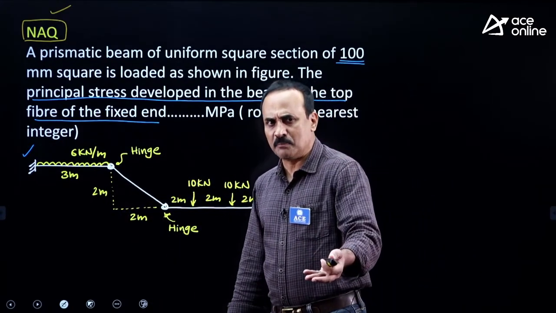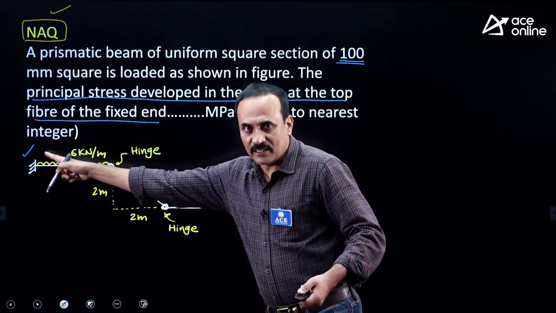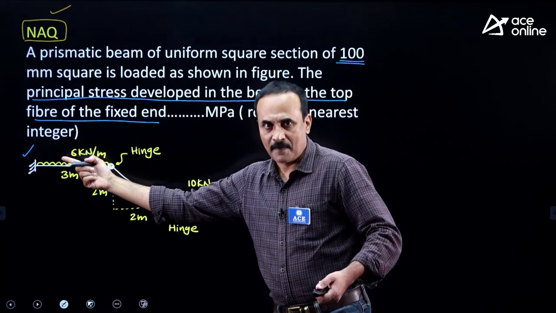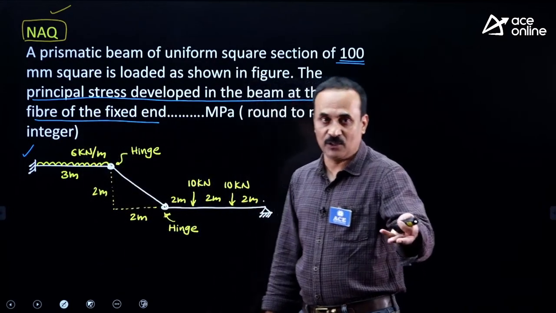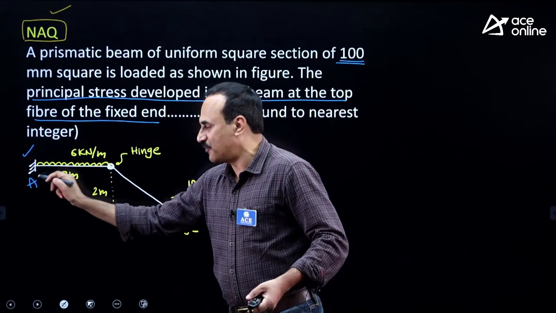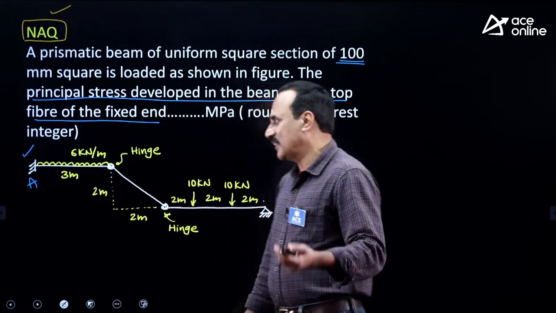To find the principal stress on the top fiber, we need to calculate. Usually on the top fiber, bending stress will be there. On the top fiber, flexural shear is zero. So no need to calculate the shear force at this fixed end A. You calculate the bending moment at the fixed end A.